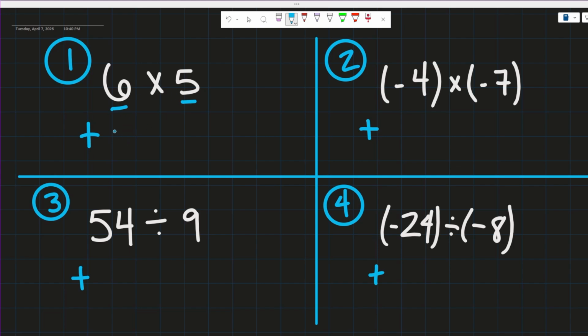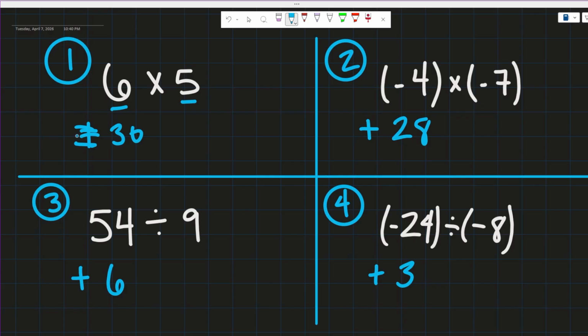So 6 times 5 is 30. 4 times 7 is 28. 54 divided by 9 is 6. And 24 divided by 8 is 3. So I got the signs here just to really reinforce that when we have the same sign, our answer is going to be positive. Of course, we don't need this sign if we don't want to.